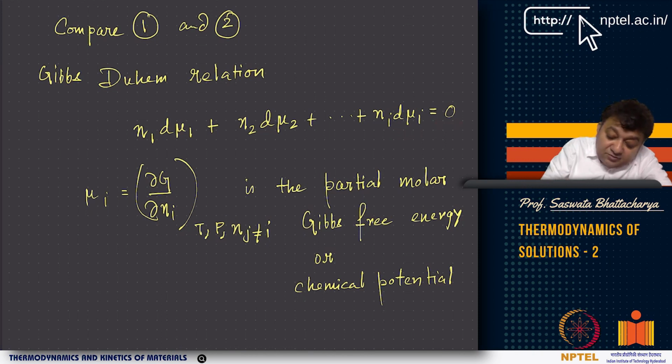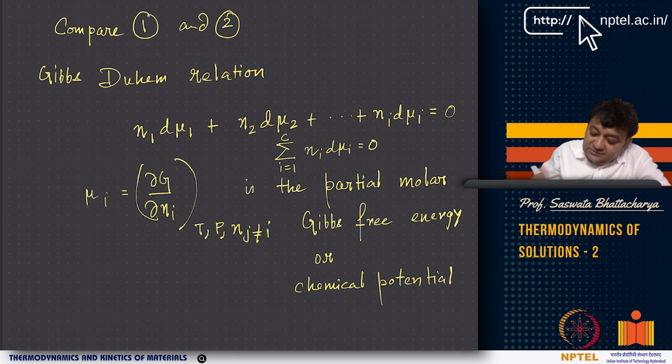So in more compact form, if you want to write the Gibbs-Duhem equation, it basically tells you the sum over I equal to 1 to all the components, Ni d mu I, equal to 0. Note that in the same Gibbs-Duhem relation, mu I is del G del Ni, where temperature, pressure, and Nj for j not equal to I are kept constant.